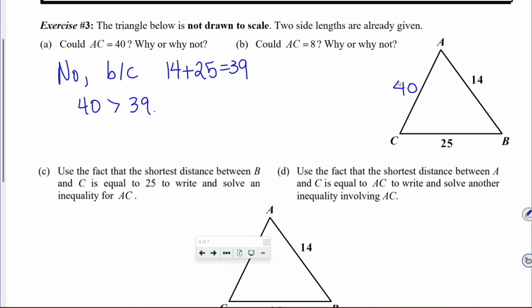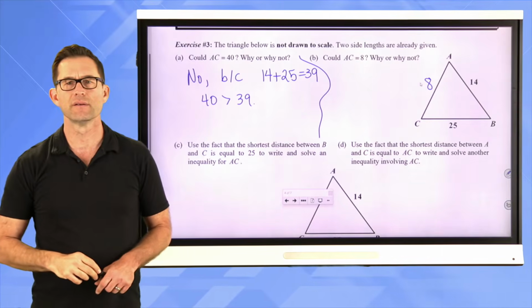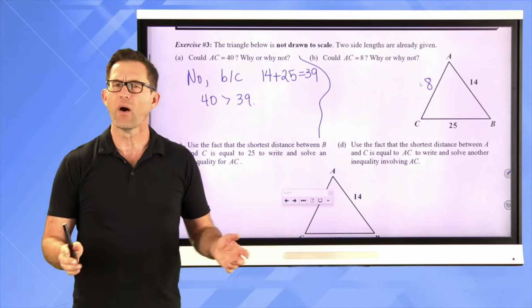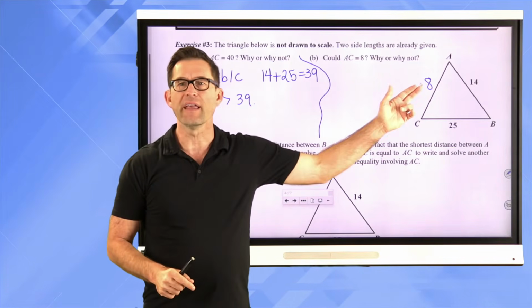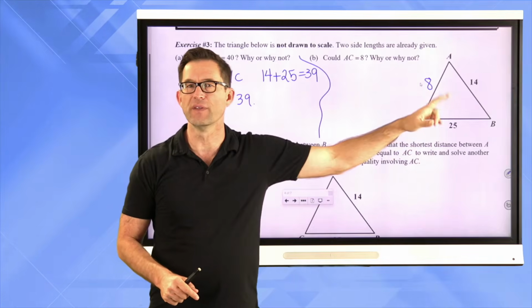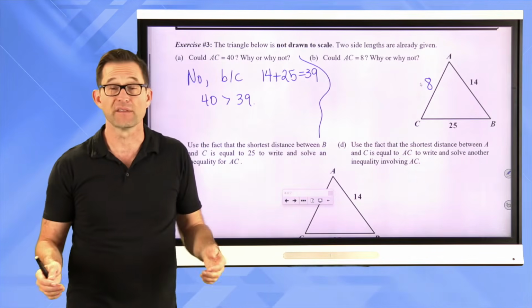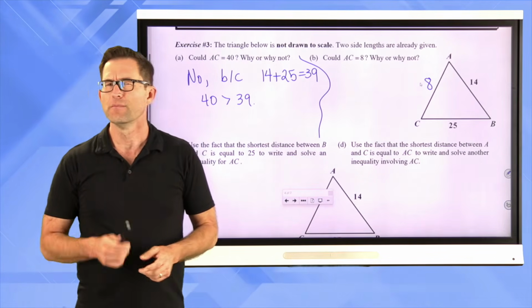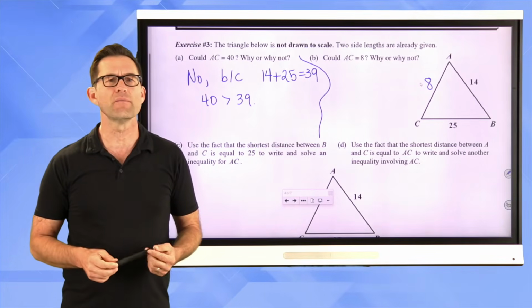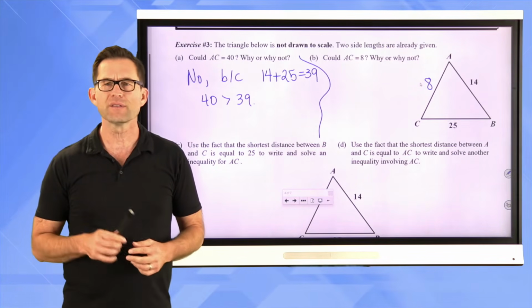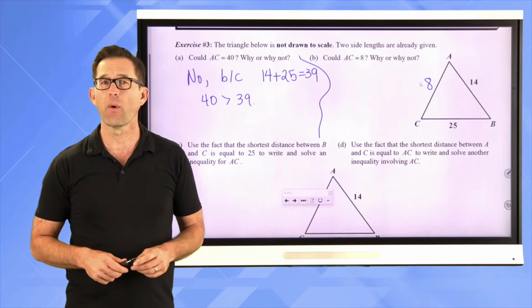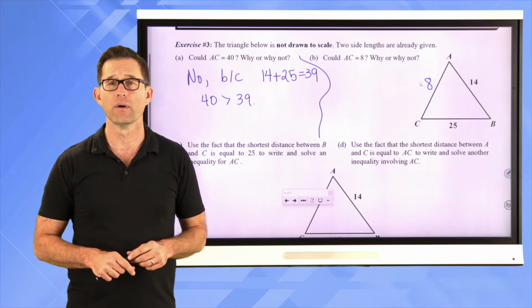Could AC be equal to 8? Why or why not? Let me get rid of this and put an 8 in there. Well, could that be the case? Certainly AC is shorter than the sum of these two sides, so that seems to be okay. But there's a reason why AC couldn't be 8 as well. Pause the video now and see if you can figure out why the answer to this will also be no.